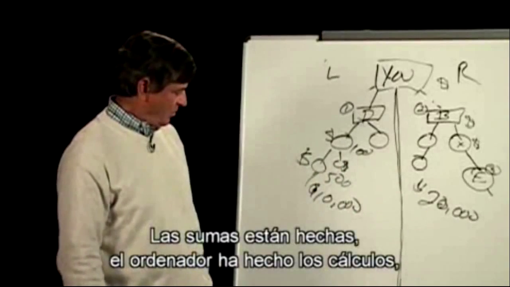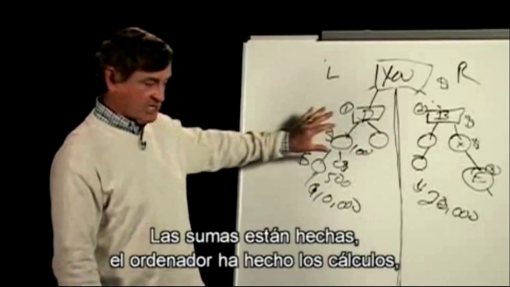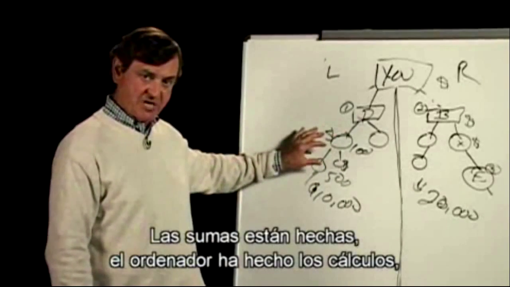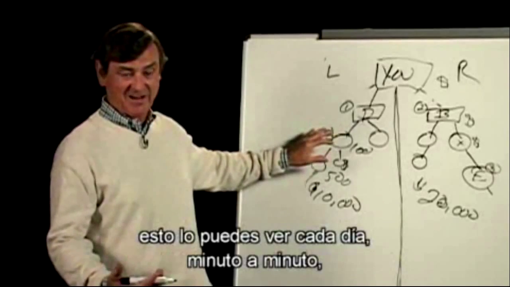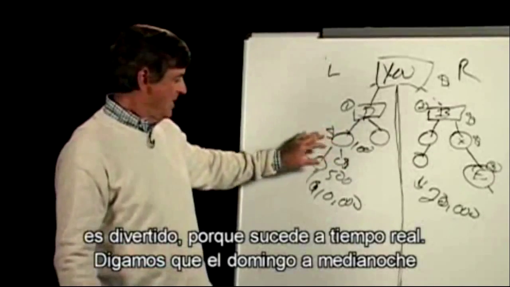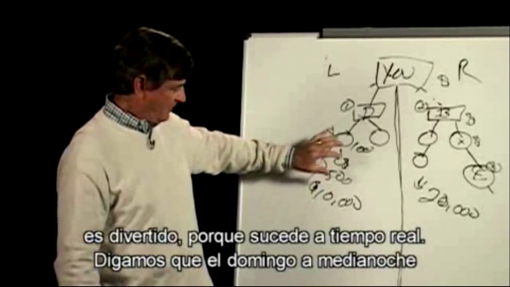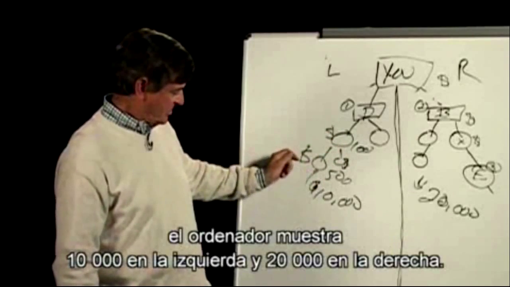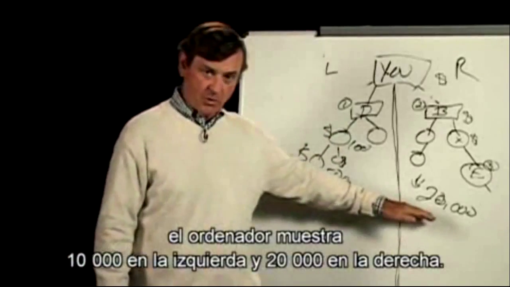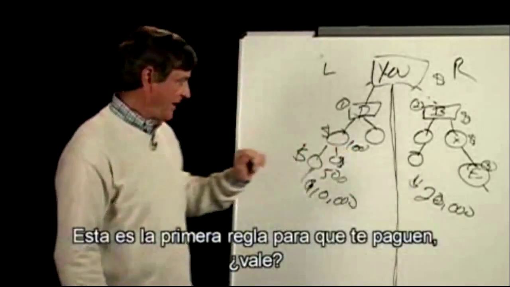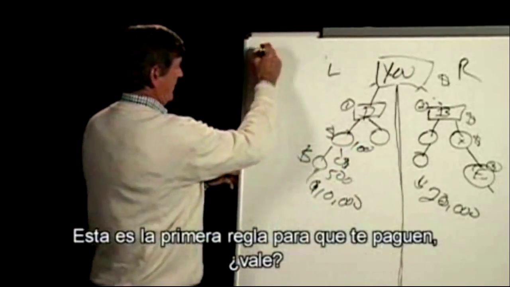Okay, so the addition was done. The computer did all the calculations. And actually, you can see it happening every day, every minute. It's kind of fun because it's real time. But let's say Sunday night at midnight, this is what the computer sees: 10,000 on the left, 20,000 on the right. Okay, now here's the first rule of getting paid.